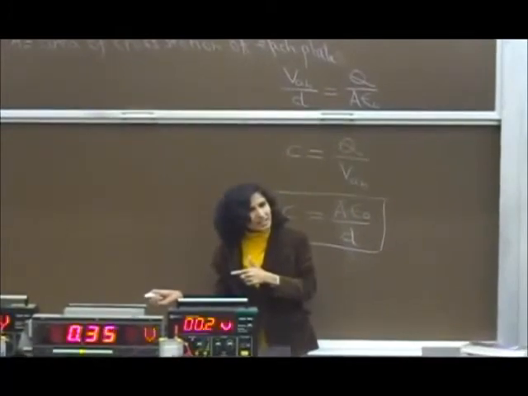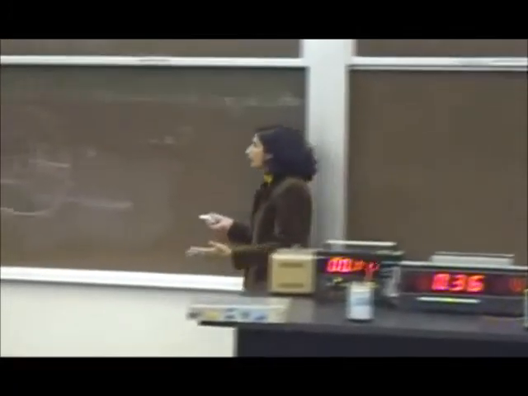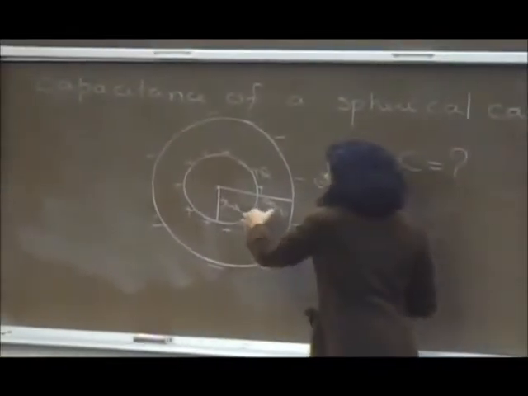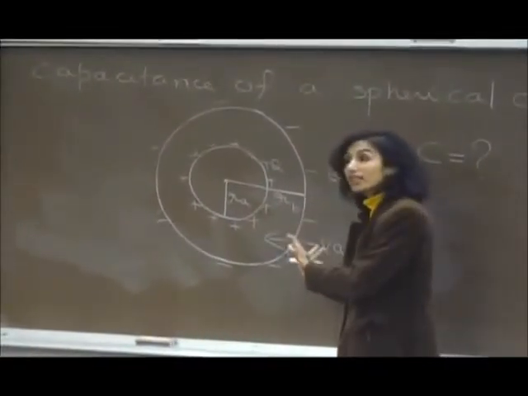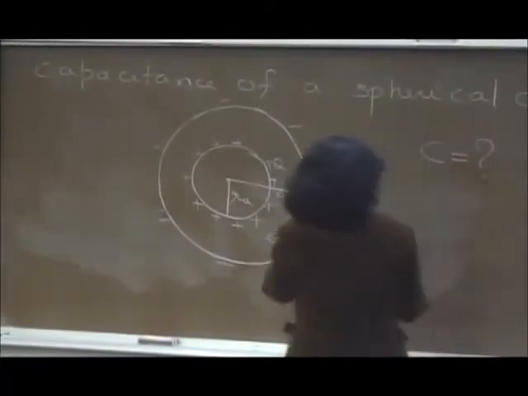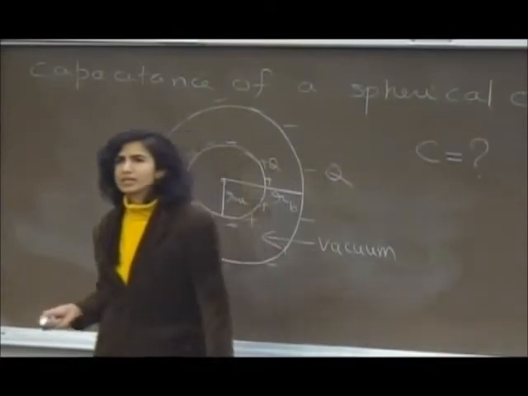Does that make sense? So if you increase the battery voltage that is being used to charge these plates, then Q will increase correspondingly such that Q over V is constant. So let's try to figure it out. So how will we figure out this?